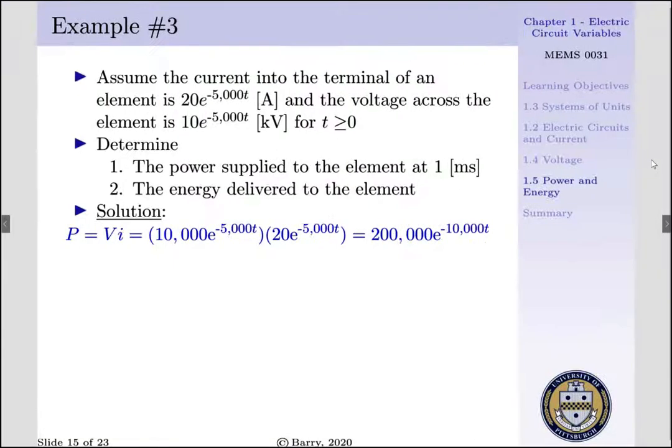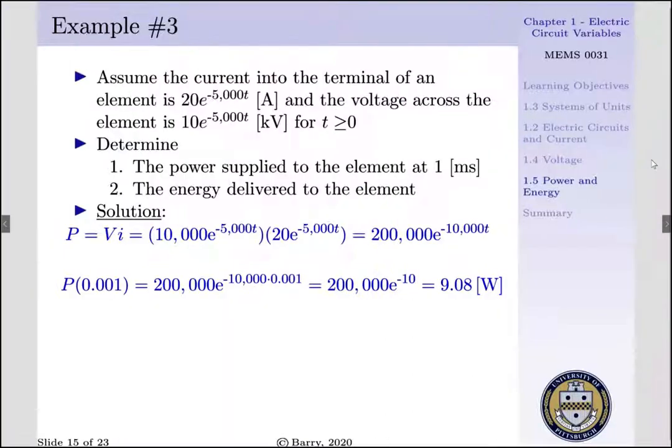To do such, we recognize that our power is simply our voltage times our current. Our voltage is 10,000 e^(-5000t) volts, and our current is 20 e^(-5000t) amps. Or we'd have 200,000 e^(-10,000t) watts. Now our power evaluated at 1 millisecond would be 200,000 e^(-10,000 times 0.001), which is equal to 200,000 e^(-10), or 9.08 watts.